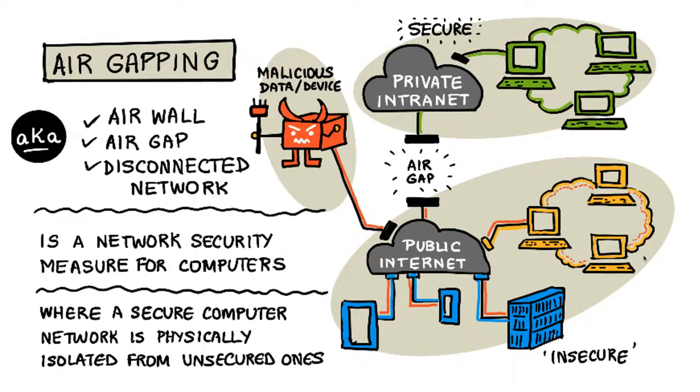So if you're doing things like smart cities, smart grids, smart energy, anything at a large scale where there's high risk of hacks, where a hack could take down an entire city, possibly an entire country, think about air gapping. It's a nice way to keep things secure.